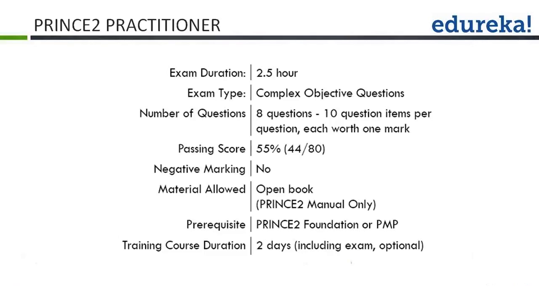There will be 8 questions with 10 sub-questions. So in total, there will be 80 questions in this exam. The passing score is 55%. That is, you have to score 44 out of 80 to pass the exam. It's an open book exam. However, in this exam, only the Prince2 manual is allowed.